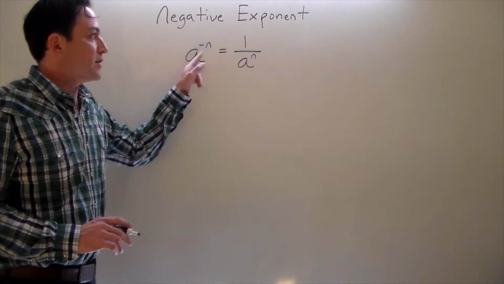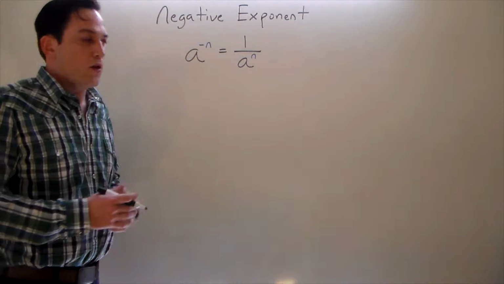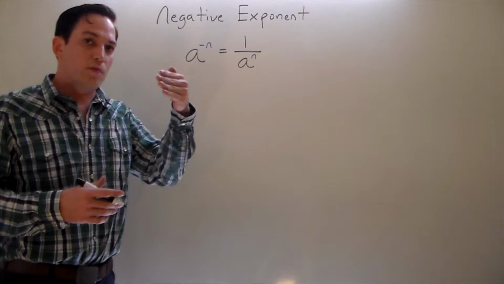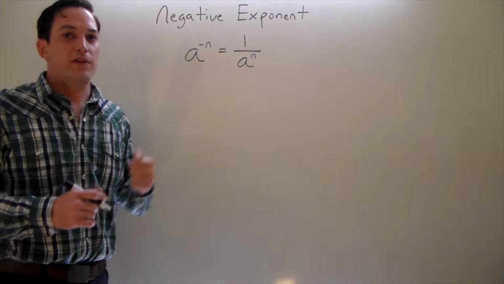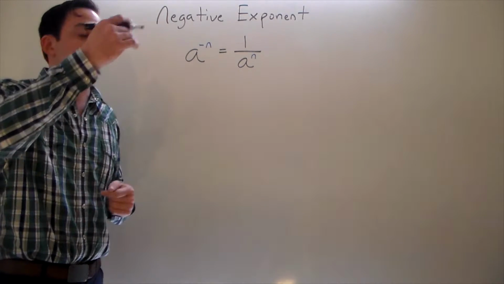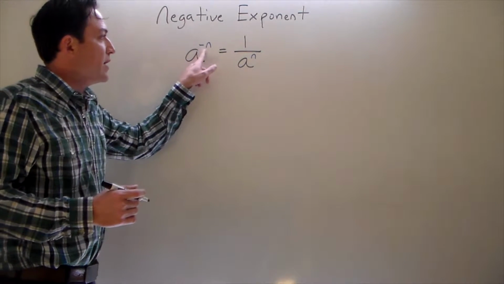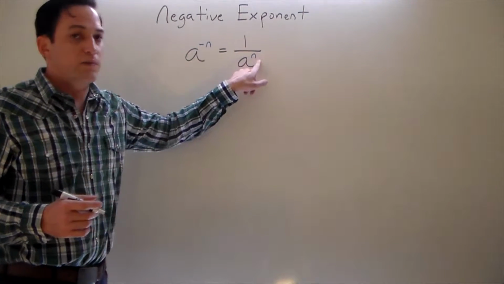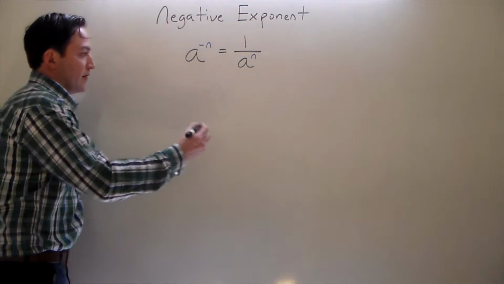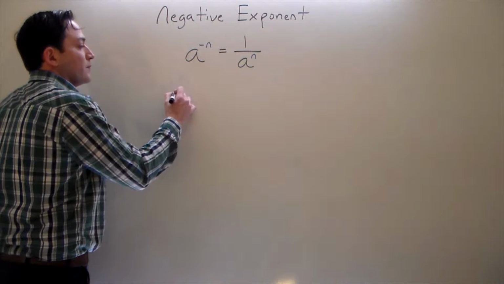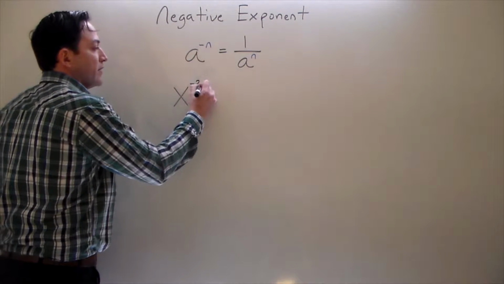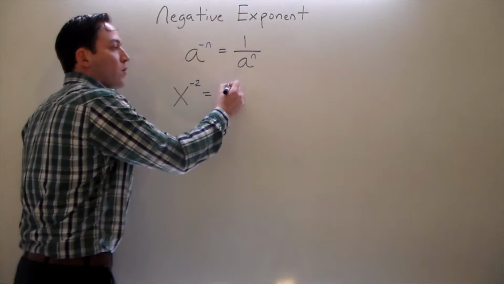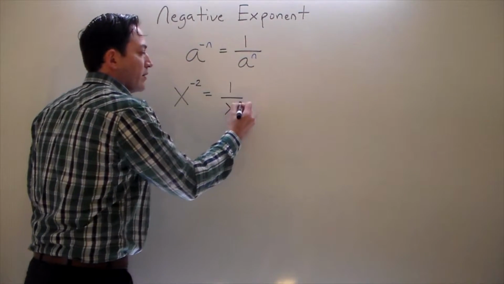So if we have a base raised to a negative power, we can get rid of that negative. All we have to do is, if it's in the numerator, we need to put it into the denominator. If it's in the denominator, we need to move it up to the numerator. So right here we had a raised to a negative n. The negative went away and it just moved to the denominator. So let's do an example of that. So if I had x raised to the negative 2, this is just equivalent to saying 1 over x squared.